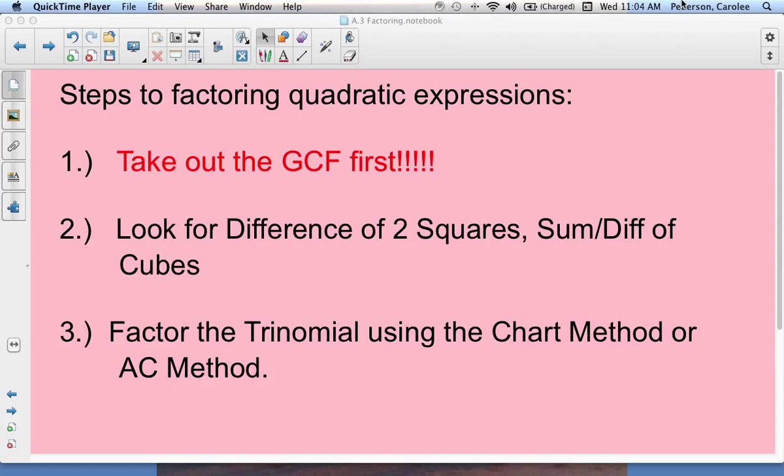Here are the steps to factoring quadratic expressions. The number one rule to factoring is you always want to take out the greatest common factor. We call that the GCF. Number two, if there are two terms, there could be a sum or difference of squares or cubes. And then look to see if you have a trinomial that you could factor using the chart or AC method.